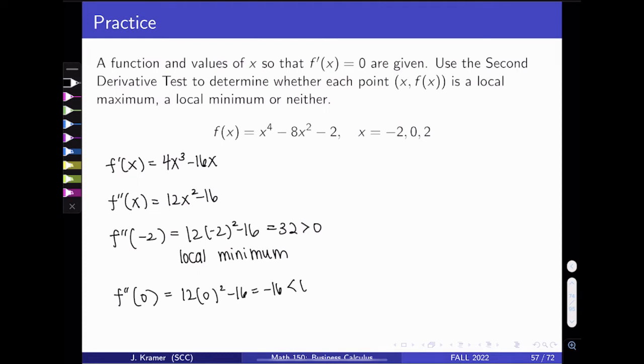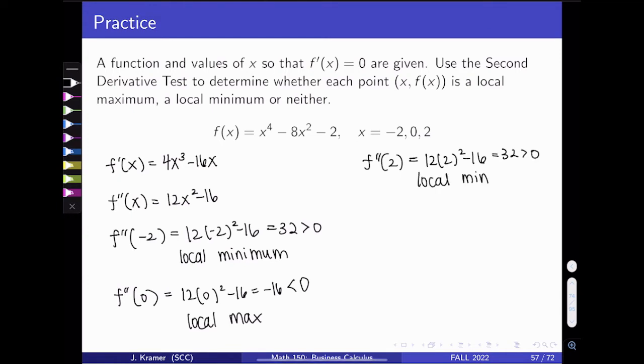Let's evaluate the second derivative at 0. The second derivative is negative 16. When the second derivative at a critical number is negative, that means that the function is concave down around that interval, and we have a local maximum. Finally, let's evaluate the second derivative at positive 2. The second derivative is positive, and so we have a local minimum.